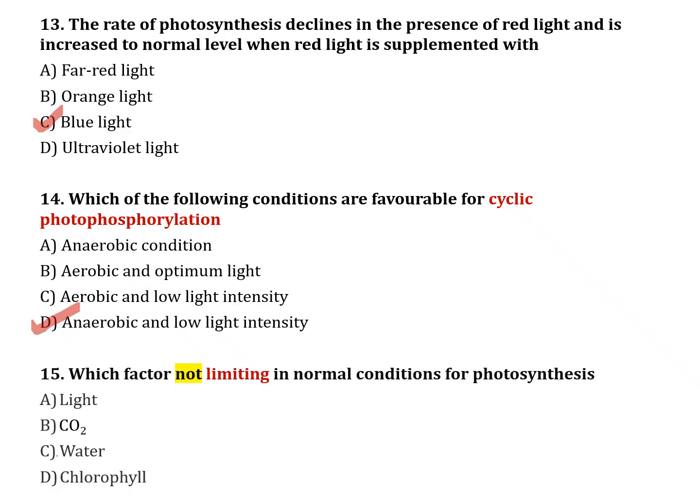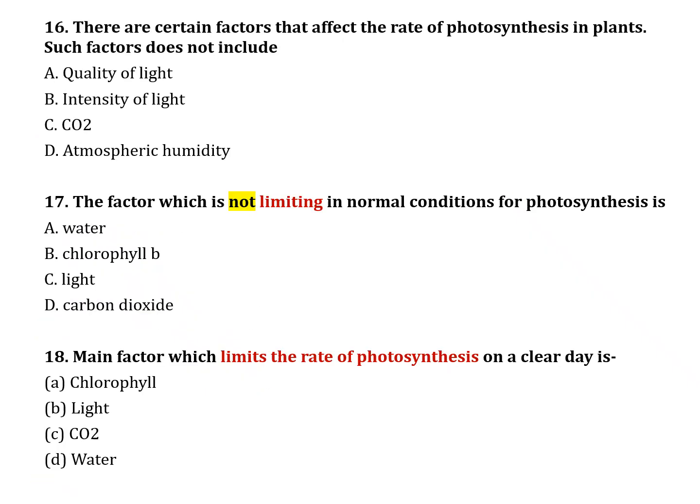The next question number 15. Which factor is not limiting in normal conditions for photosynthesis? Option A light, option B carbon dioxide, option C water, option D chlorophyll. Correct answer is option D, chlorophyll. The next question number 16. There are certain factors that affect the rate of photosynthesis in plants. Which factor does not include option A quality of light, option B intensity of light, option C carbon dioxide, option D atmospheric humidity. Correct answer is option D, atmospheric humidity.